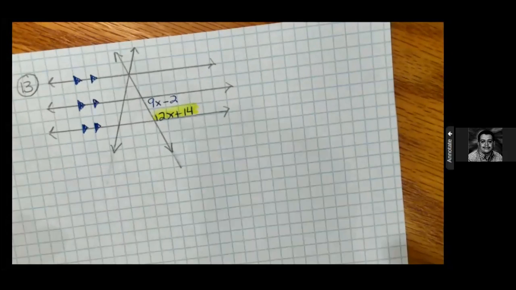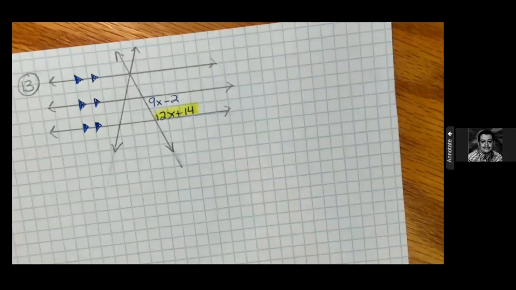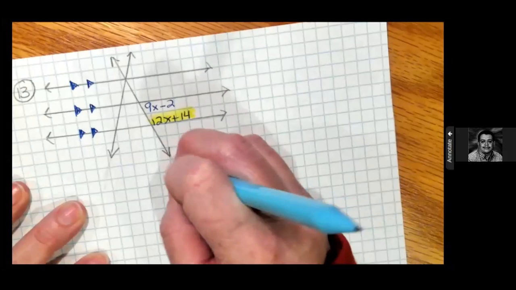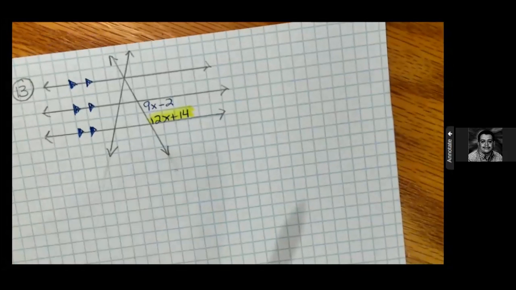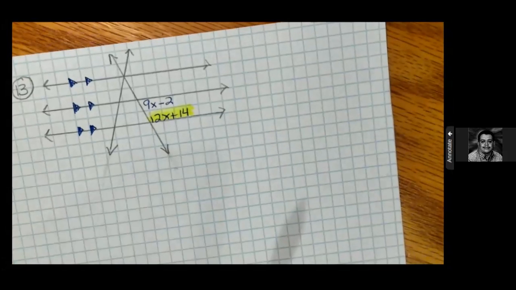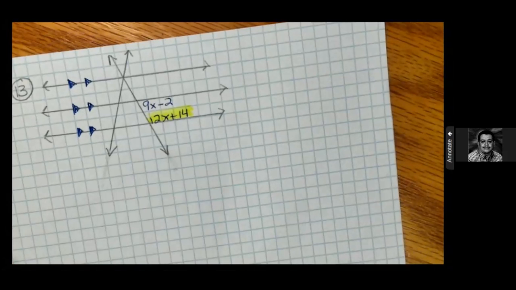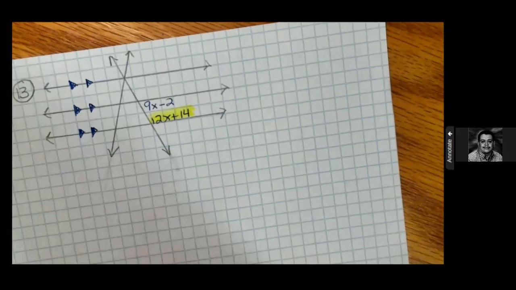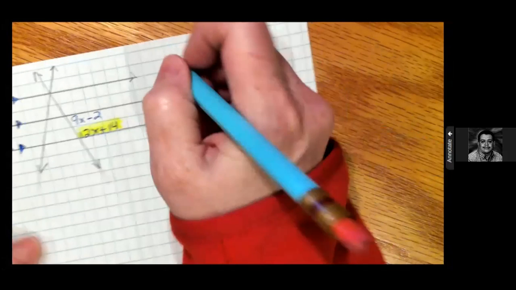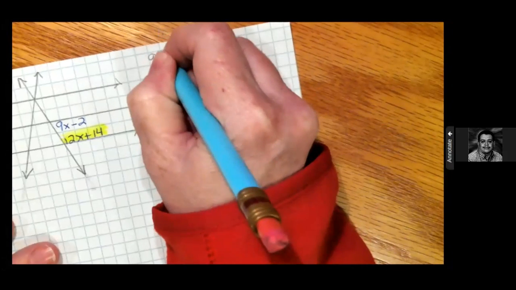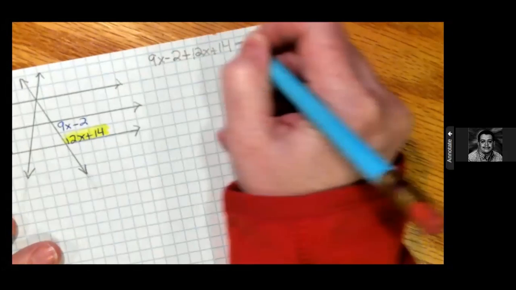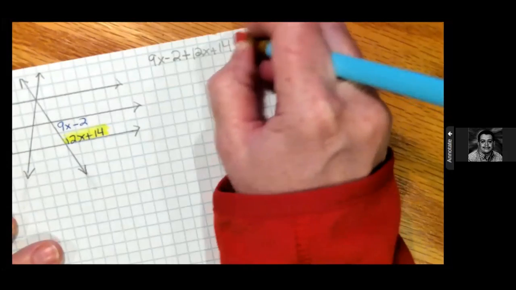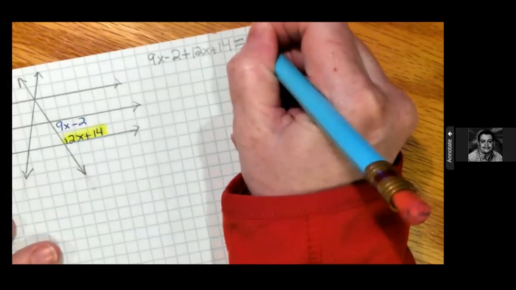Now, we have to solve for x first. What kind of angles are these? Are they congruent, meaning equal to each other, or supplementary, meaning they equal 180? Supplementary. Very good. They are supplementary. So that means we need to take 9x minus 2 plus 12x plus 14, because we need to add them together, to get 180.